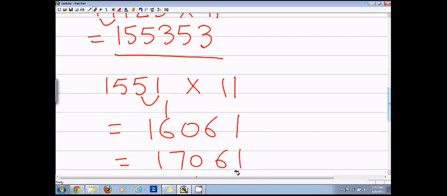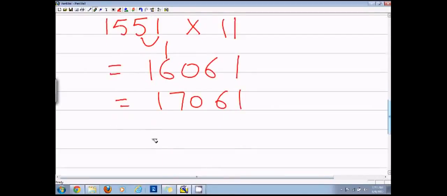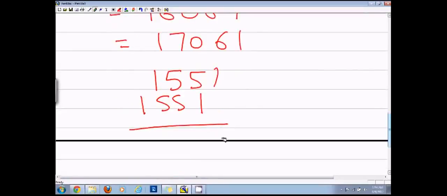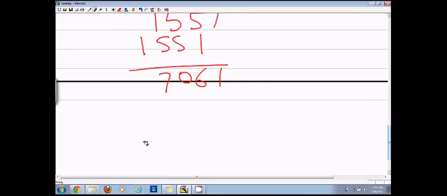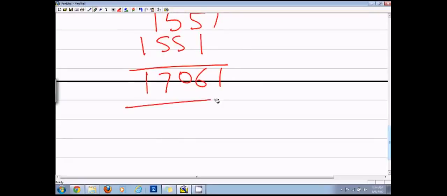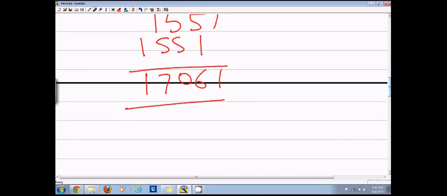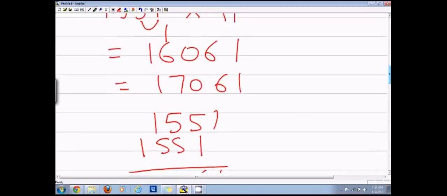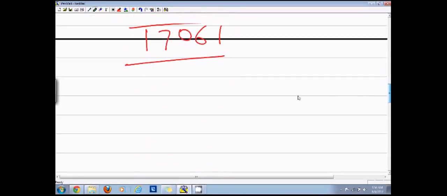Let's try to do it again. We say 1551 and then 1551. If I add them together, that will be equal to 1, 6, 10, 1, carry on, so it will be 7 and 1. See, the answer is the same. If you take the carry on, it becomes a little trickier, but still you can use the same approach. I hope this tutorial will help. I will see you again later. Thanks.